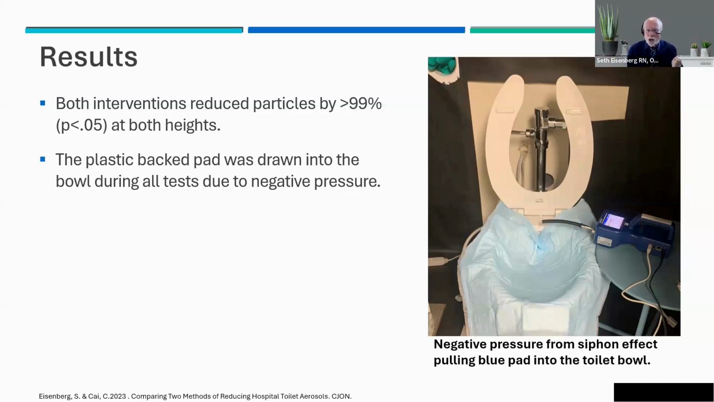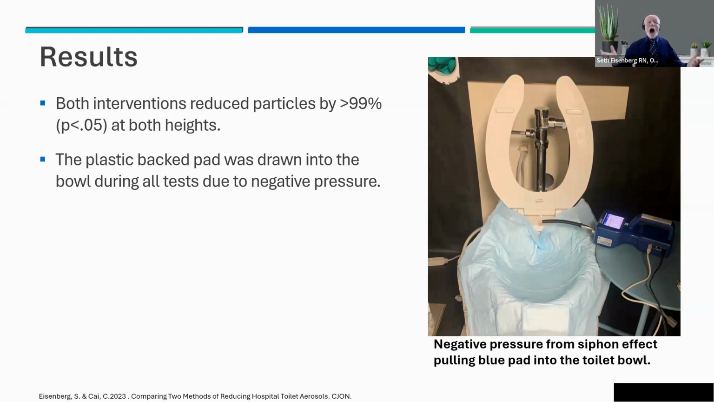So when you first flush a toilet, whether it's a residential or a hospital toilet, the first thing that happens is you get a siphon effect. As the water leaves the bottom, it creates negative pressure. Negative pressure, if you recall your physics, will draw everything down towards it. Well, if you've covered the toilet with something, it's going to draw that down as well. And what we saw was exactly what those nurses at the conference had told us about, that it pulls the pads into the toilet.